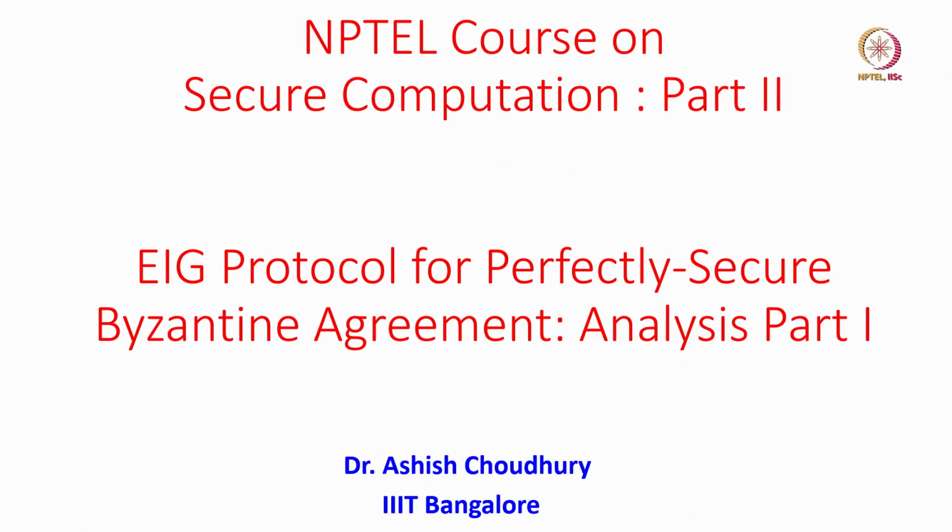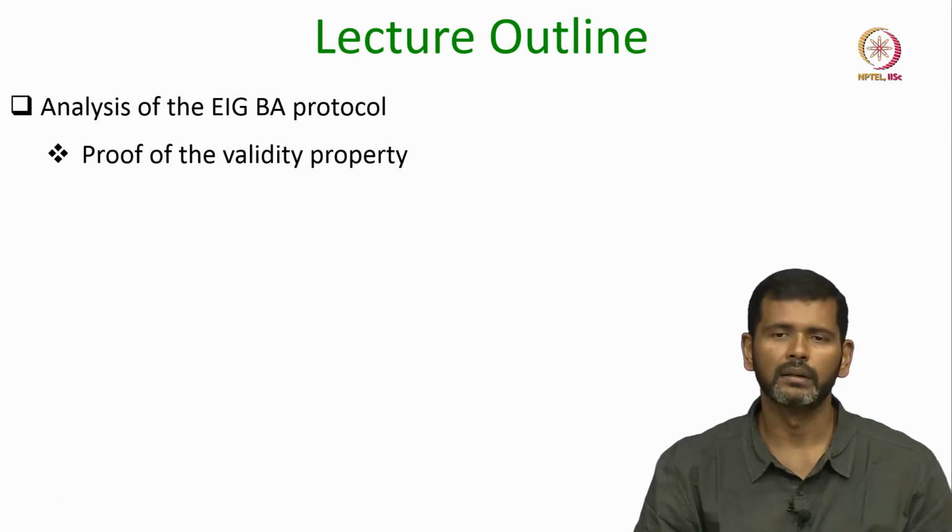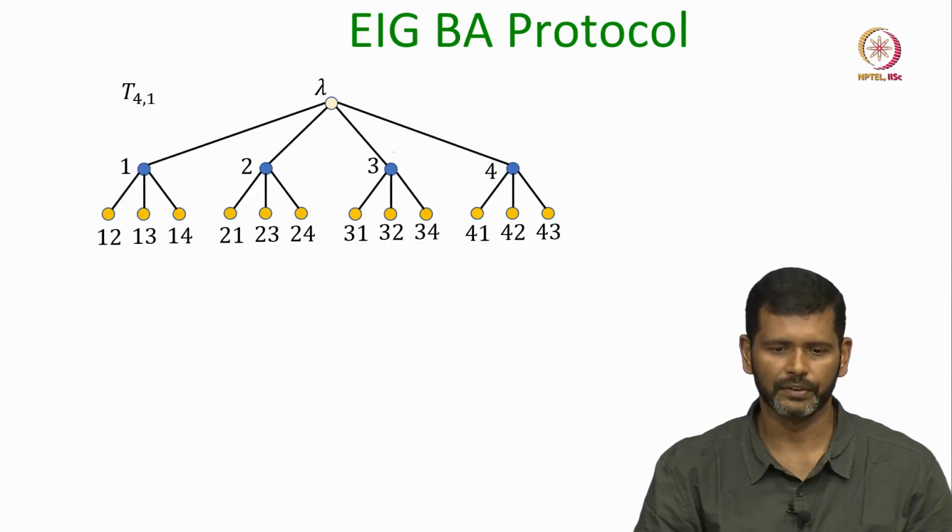So, this will be part 1 of the analysis of the EIG protocol for perfectly secure Byzantine agreement. The lecture outline is as follows. We will focus on the proof of the validity property. The rest of the properties we will discuss in the next lecture.